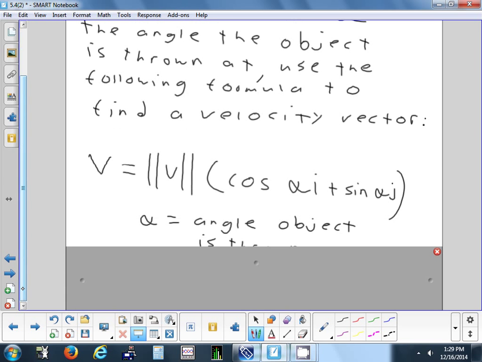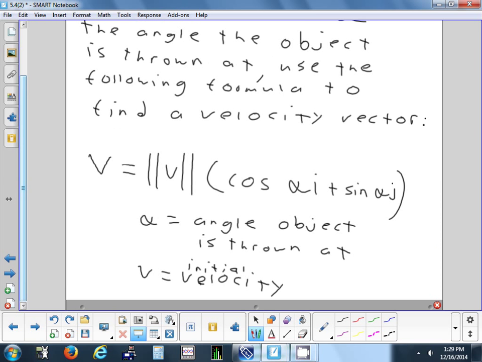Okay, so all you really need to know is that alpha is the angle you're going to throw the object at. And then your initial velocity, that's the magnitude of v. Okay, just make sure you have that formula copied down with those two things. That's all you need. Okay, any questions on that formula?